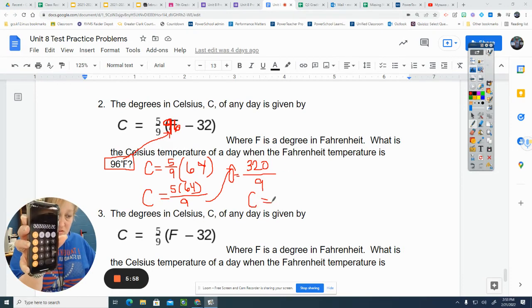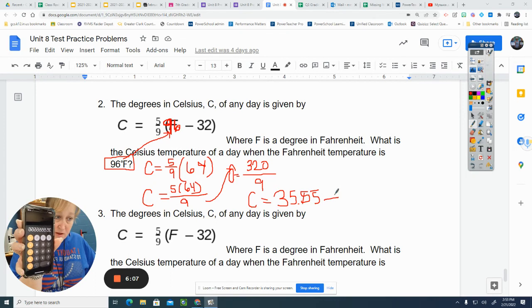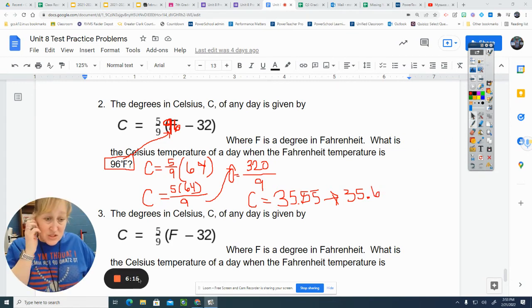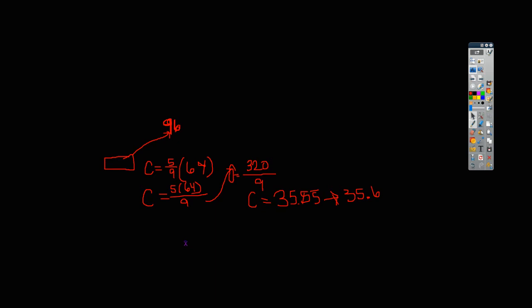So I have 320 divided by 9 equals 35.5555555. So C equals 35.55. And if I round that, that would be 35.6. Okay, so I'm going to make sure that that matches what I have. Come on. There we go.